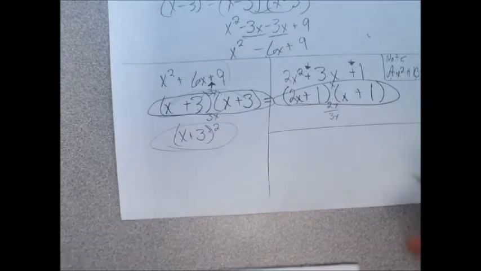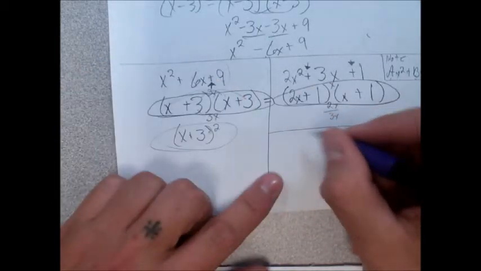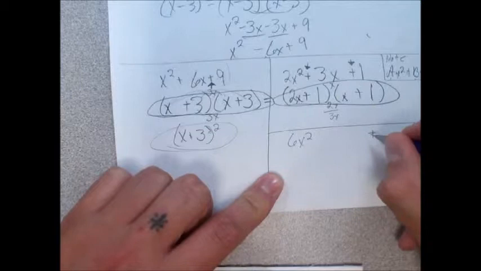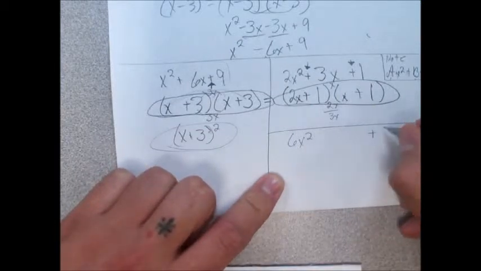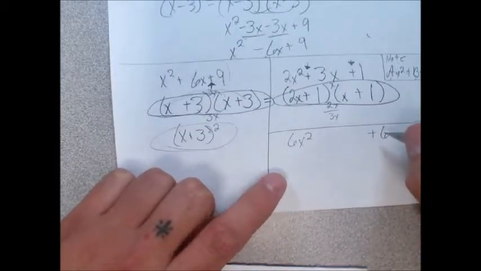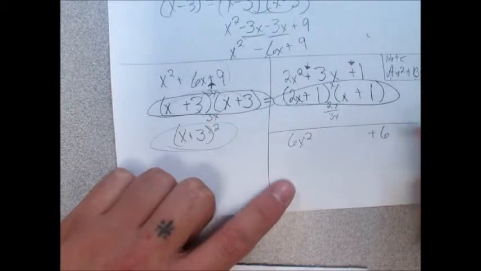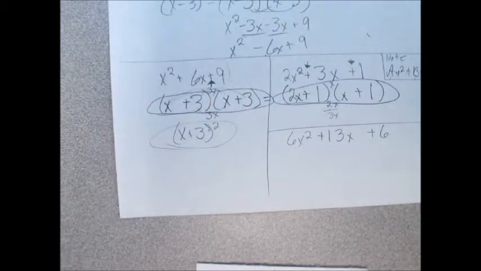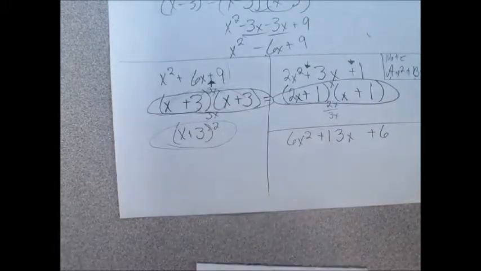Okay, up front I have 6x squared. In back I have 6. In the middle I have 13. Okay, so I have 6x squared plus 13x plus 6. And I know a few things.